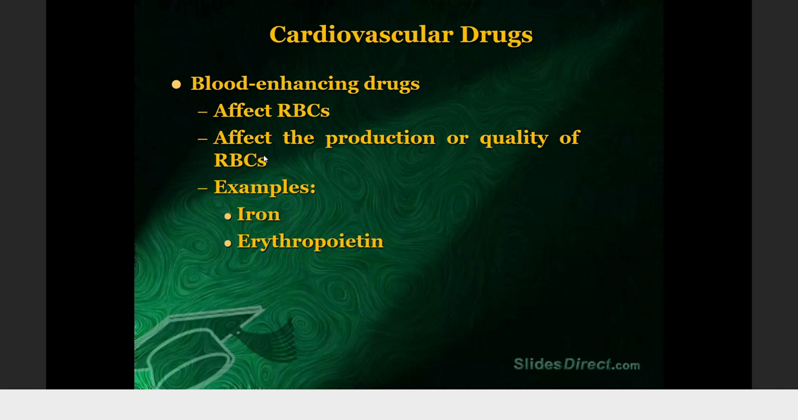EPO is a hormone, the hormone responsible for inducing RBC production by the bone marrow. Another way to increase your RBC formation naturally is by living in an area that is very high above sea level.